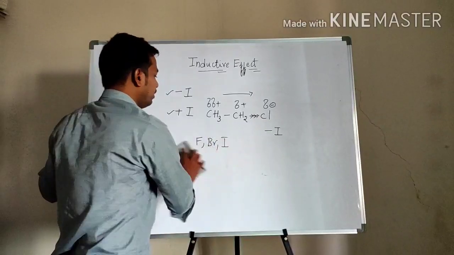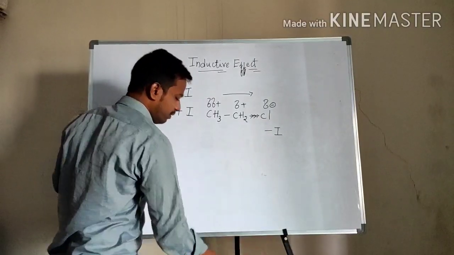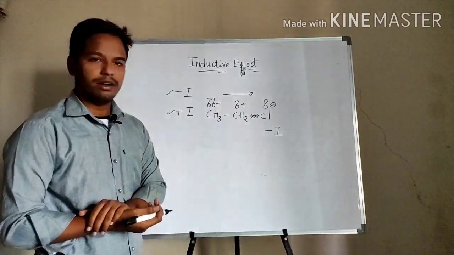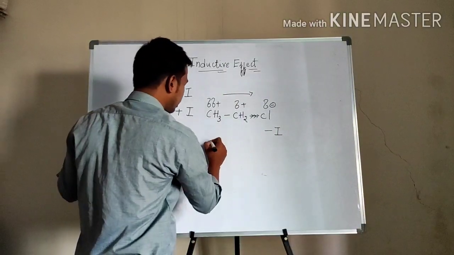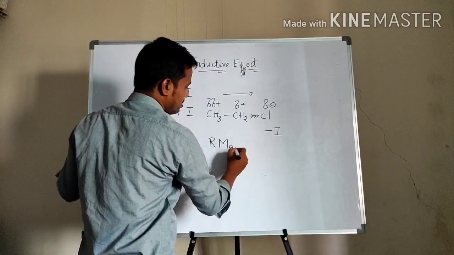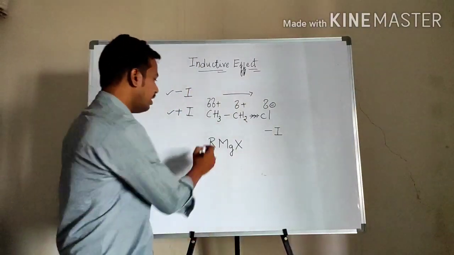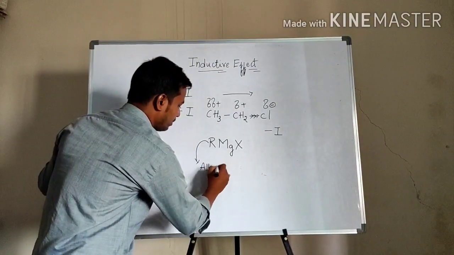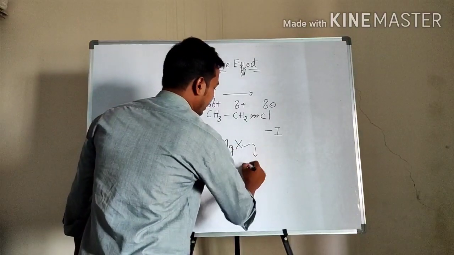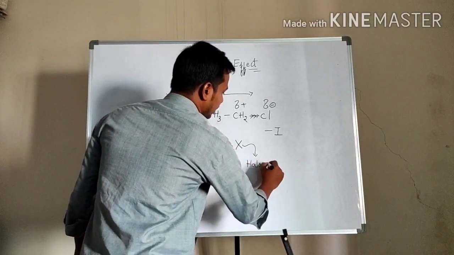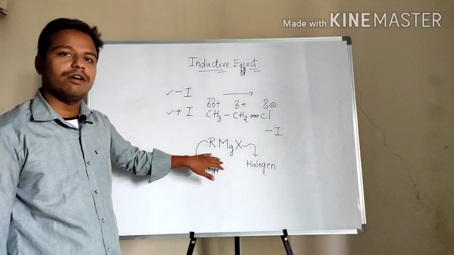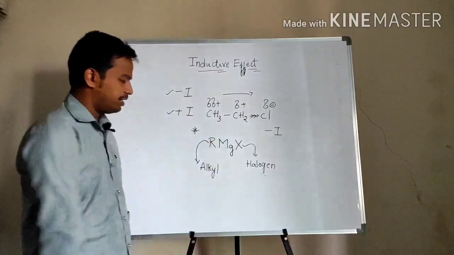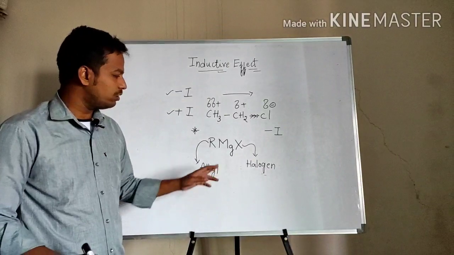What is happening in the plus I effect? Let's see that with the help of one example. You know the Grignard reagent very well. What is the Grignard reagent? The general formula of the Grignard reagent is RMgX, where R represents any alkyl group and X represents a halogen. Please make a note of this Grignard reagent, it is very important. So this is the general formula.